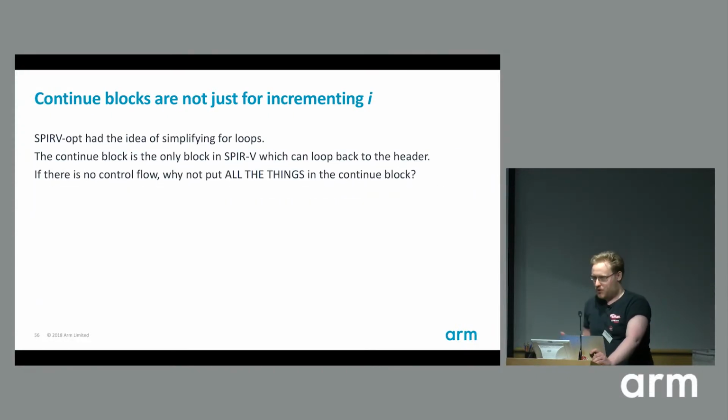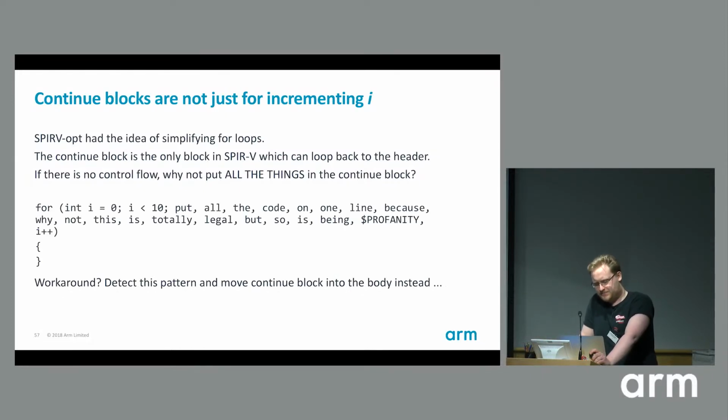So just some problems I've run into. It turns out continue blocks can do all the things in the world. They aren't just for incrementing i, which you would think they would do, but they can do everything. So SPIR had this brilliant idea of simplifying for loops. Instead of having the continue block just do the increment, it will actually do everything in the continue block. If there is no control flow, this probably makes sense. You can save probably 4 bytes by not having a separate block, but okay.